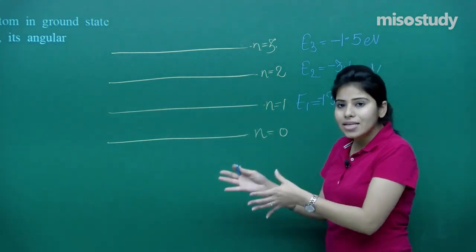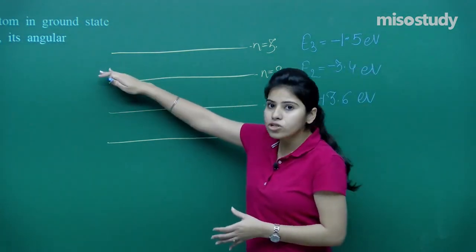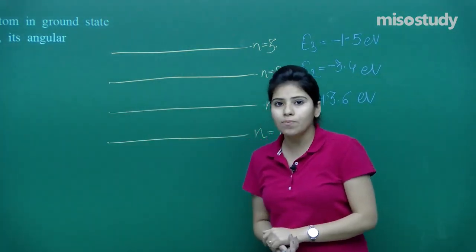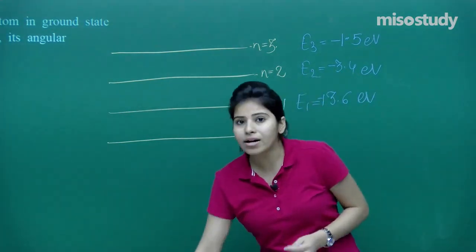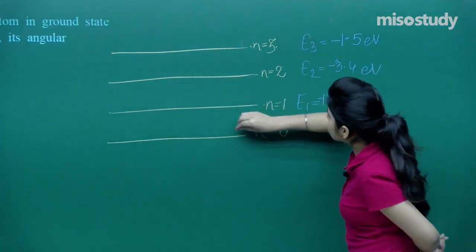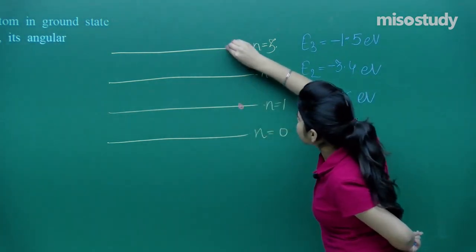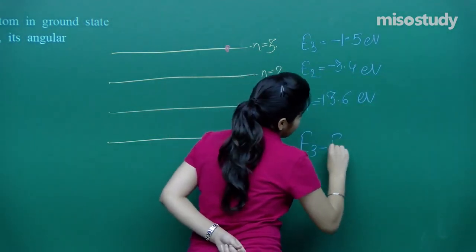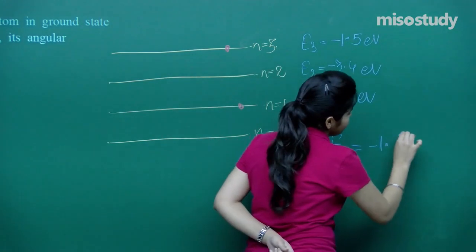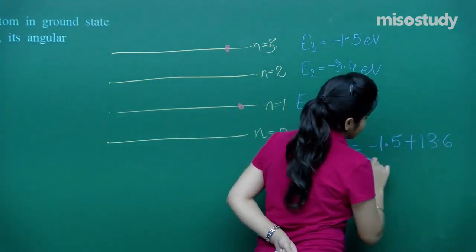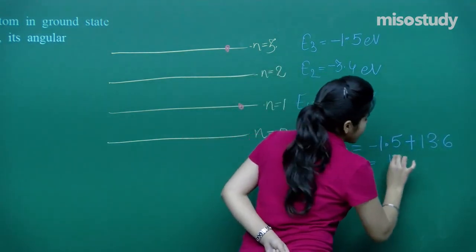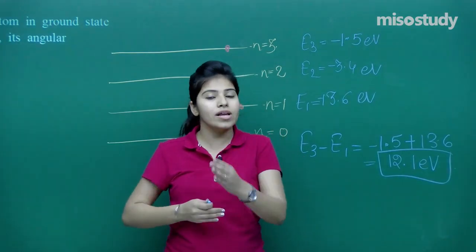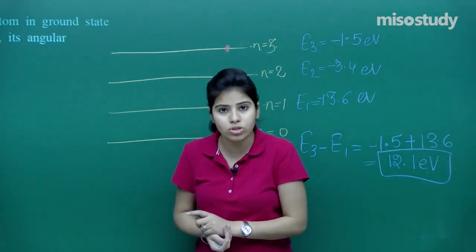So in the question, the electron in the hydrogen atom in the ground state absorbs a photon of energy 12.1 electron volt. Let me mark a difference over here. If you see this energy level and this energy level, the difference between them will be E3 minus E1, that is minus 1.5 plus 13.6. So it will come out to be 12.1 electron volt.